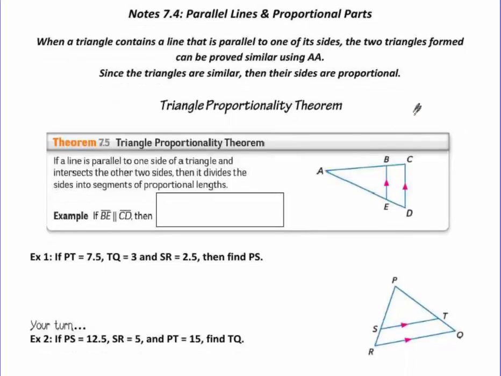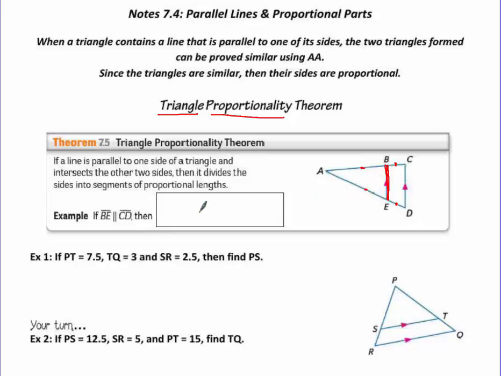All right, we're going to keep going with triangles and similarity, and we're going to look at some other ways to determine that two triangles are similar to each other. The first one is called the triangle proportionality theorem, and it just says that if a line is parallel to one side of a triangle, like this line is, and it intersects the other two sides, like this one does, then it divides the sides into segments of proportional length. So like this piece over this piece equals this piece over this piece.